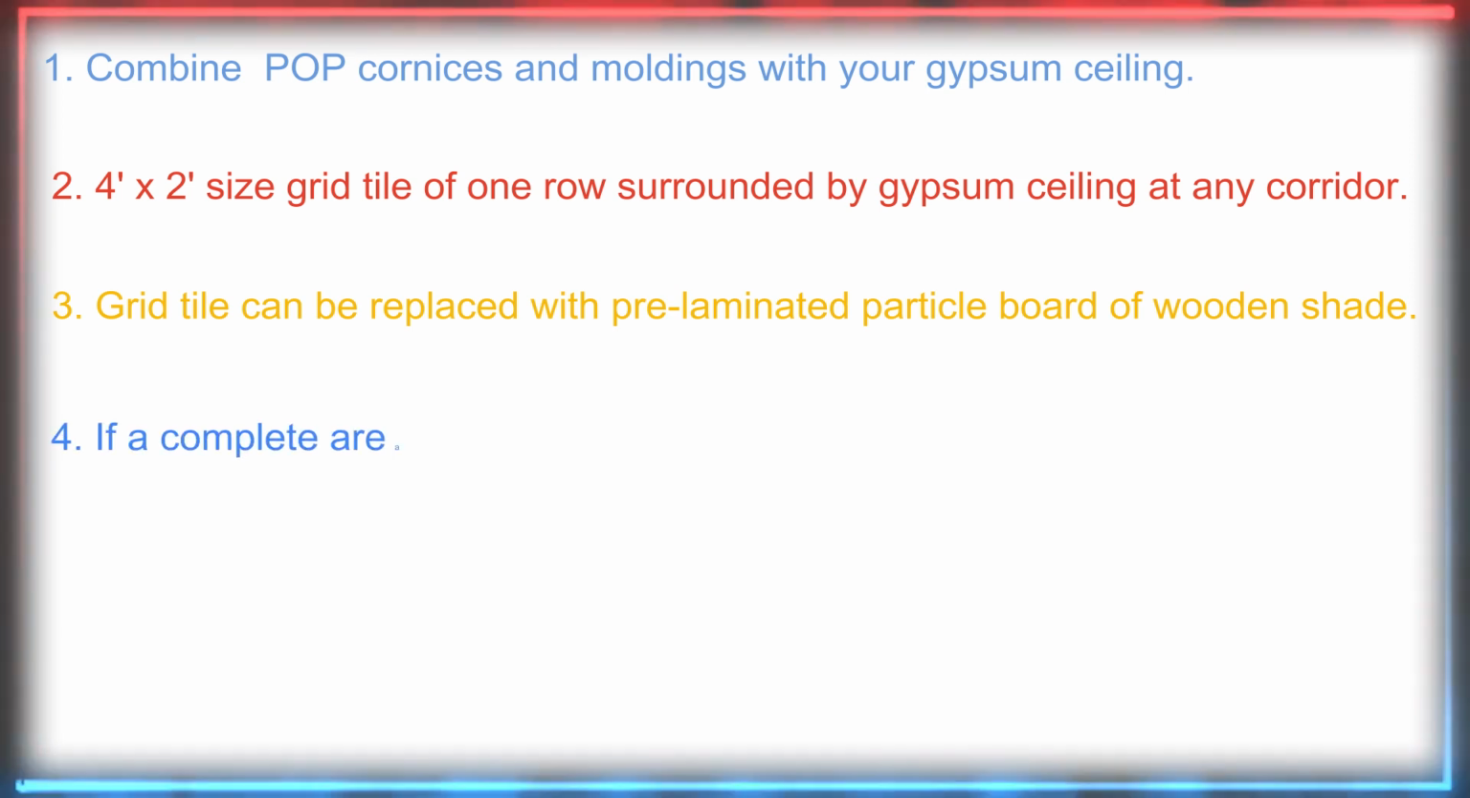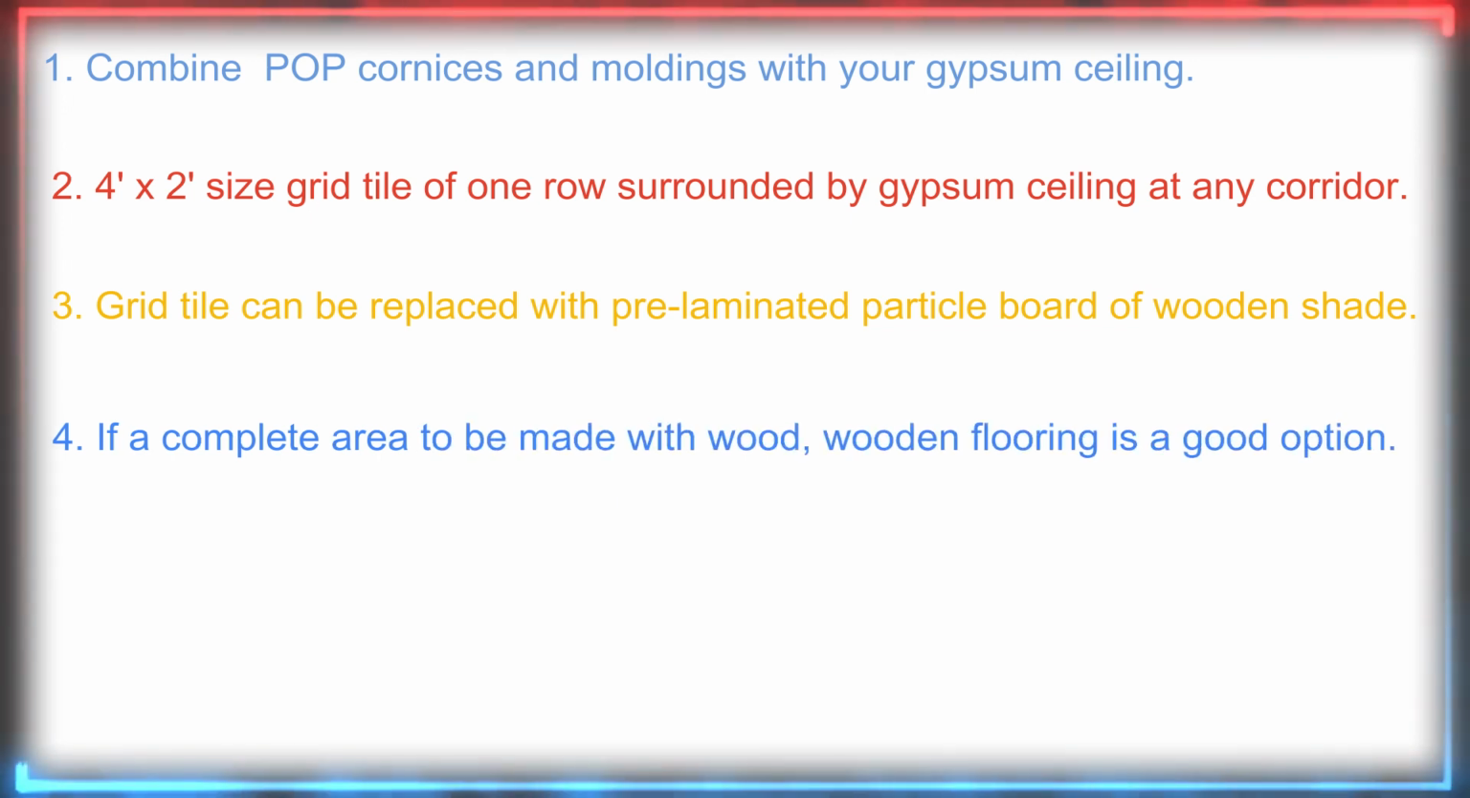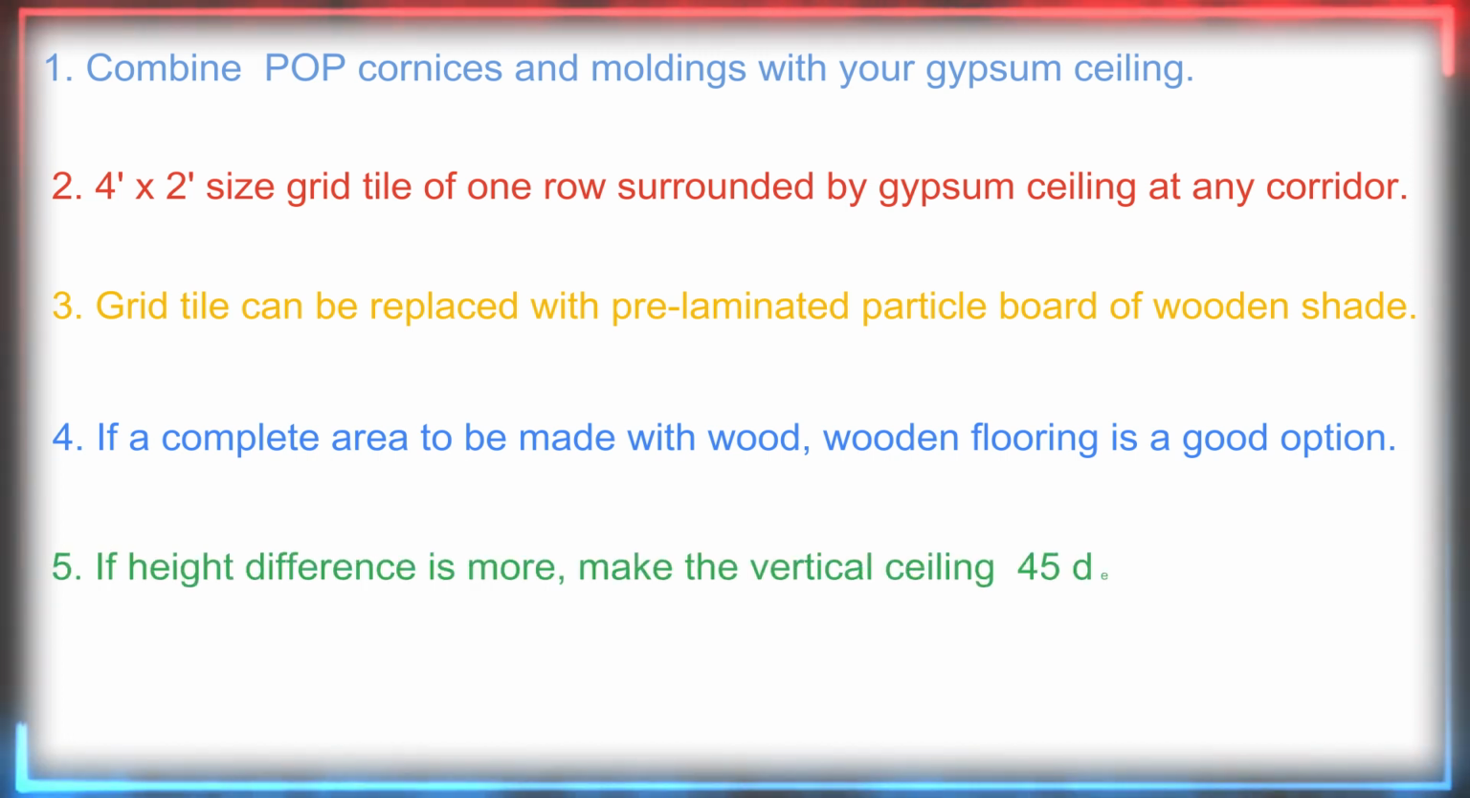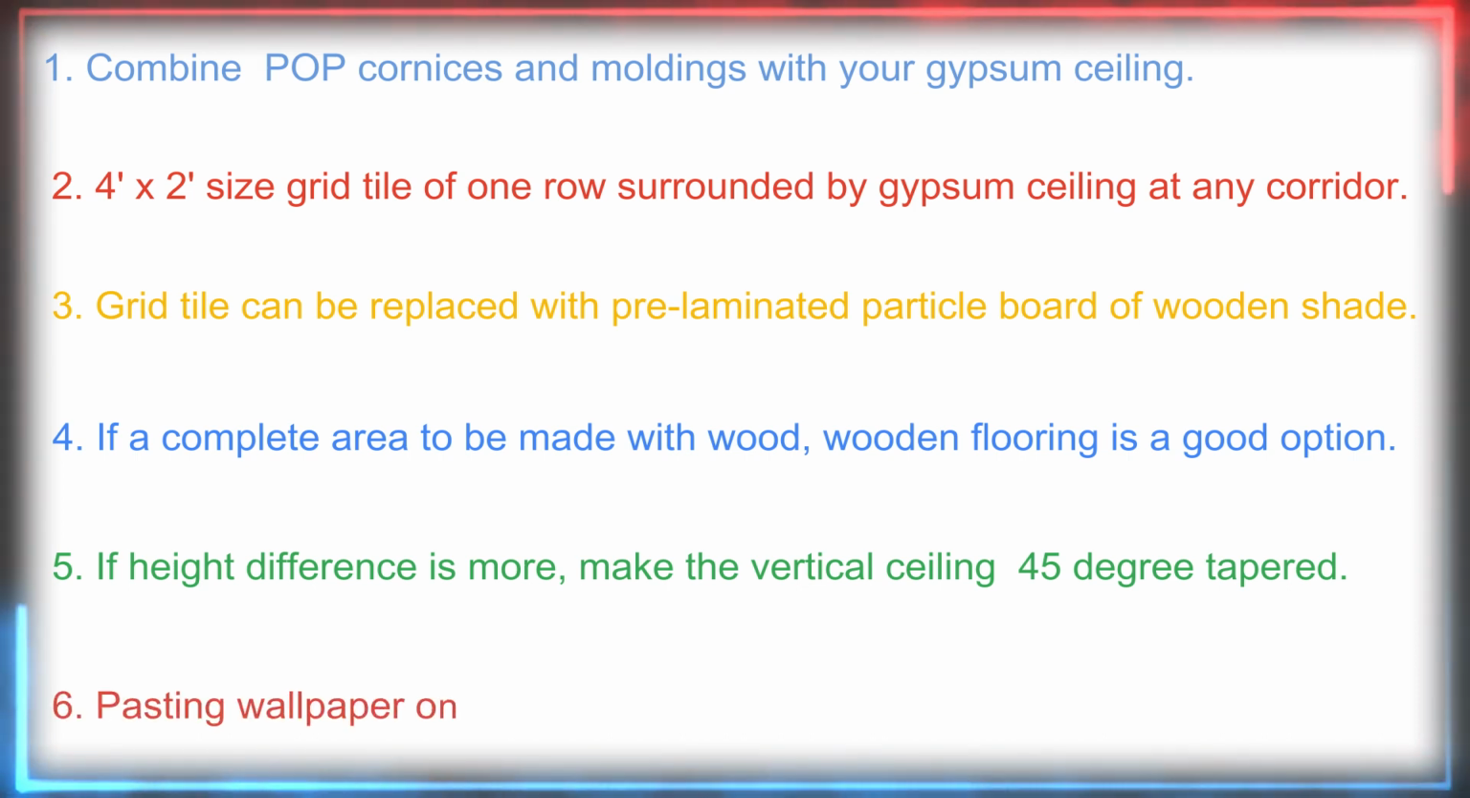If a complete ceiling area is to be made with wood, wooden flooring is a good option. It can be very easily pasted over normal gypsum or cheap plywood ceiling. When the height difference of 2 consecutive ceilings is 1 foot or more, because of a heavy beam or sunken slab, make the vertical ceiling at the junction 45-degree tapered. It reduces the oddness of the extra height difference. Pasting wallpaper on a POP ceiling, particularly a raised ceiling surrounded by a border, can create a magical effect.